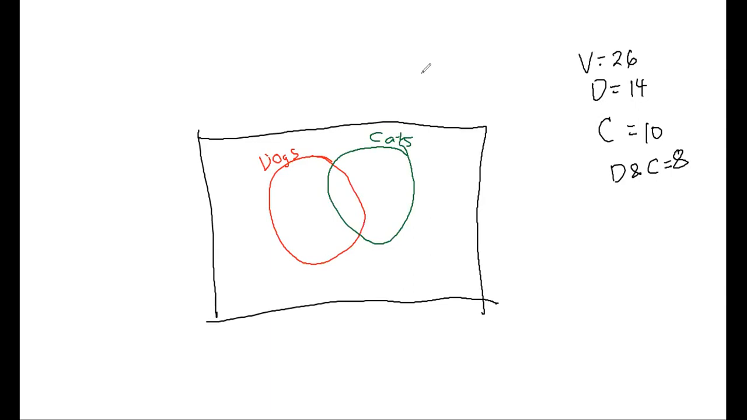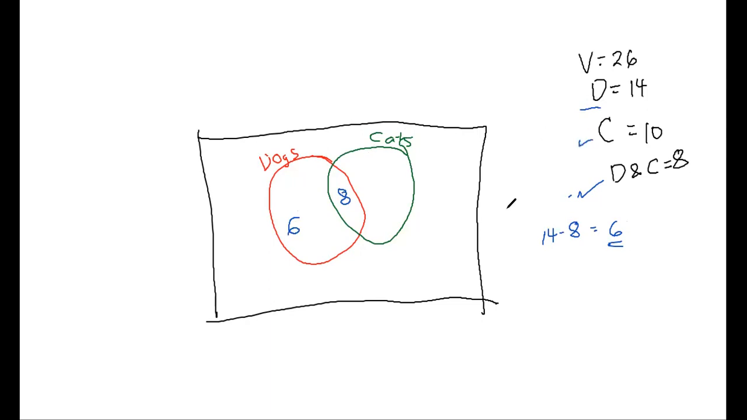Now let's start filling out the information. Again, we start with the intersection. How many have dogs and cats? 8. So we write 8 at the intersection for dogs and cats. Next, how many have dogs? 14. But if you see the circle, there's already 8. So that will become 14 minus 8. So 6 have dogs only. You write 6 here.